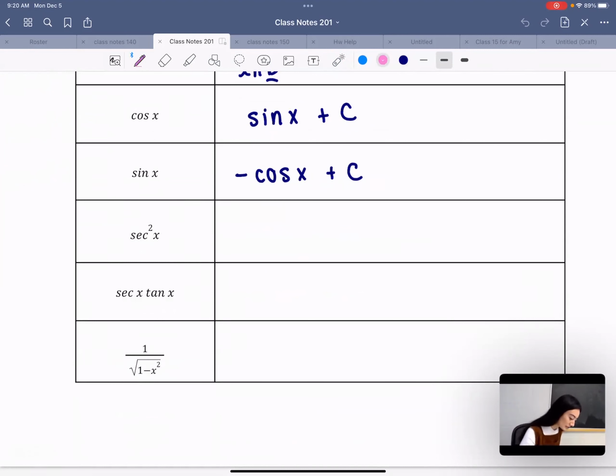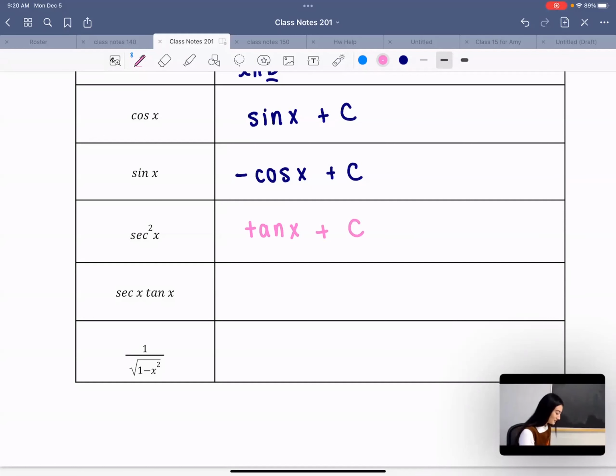What do you think the antiderivative of secant squared is? What function's derivative is secant squared? Yeah, tangent, right? The derivative of tangent is secant squared. So I know that the antiderivative of secant squared has to be tangent. Now, what am I forgetting when I find an antiderivative? I always have to add c, good. So I always have to do a plus c.